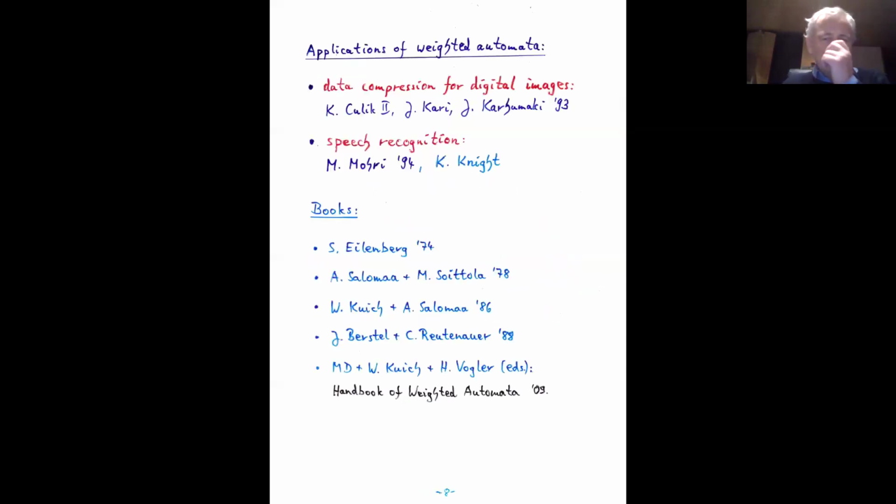Okay, applications of weighted automata: they have been used for data compression of digital images, and they are still being used for speech recognition. They also solved some problems in theoretical computer science and formal language theory, for instance on the equivalence of unambiguous context-free languages, which could not be solved without weighted automata so far. So very soon some books came out by Eilenberg, Salomaa and Soittola, Kuich and Salomaa, Berstel and Reutenauer, and then the Handbook of Weighted Automata, which Guillermo kindly also already mentioned.